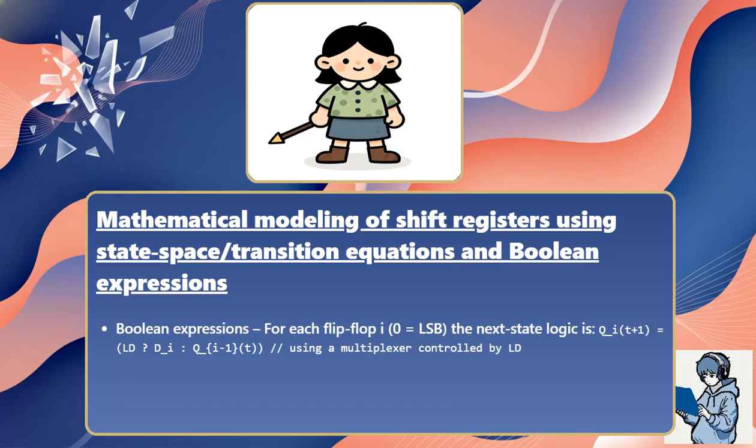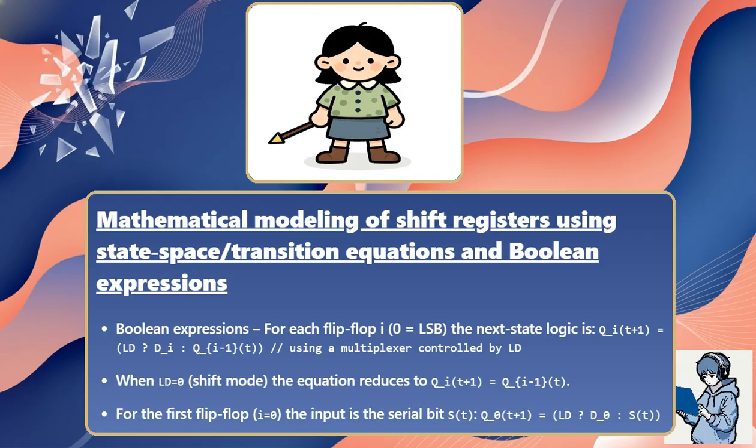Boolean expressions: for each flip-flop I, 0 equals least significant bit. The next state logic is Q sub I of t plus 1 equals if LD then D sub I else Q sub I minus 1 of t, using a multiplexer controlled by LD. When LD equals 0, shift mode, the equation reduces to Q sub I of t plus 1 equals Q sub I minus 1 of t. For the first flip-flop, I equals 0, the input is the serial bit S of t. Q0 of t plus 1 equals if LD then D0 else S of t.